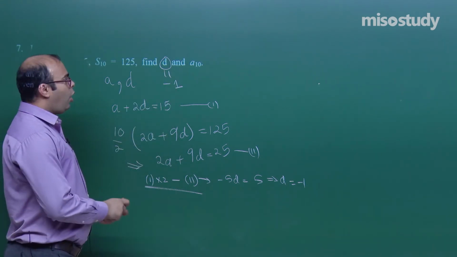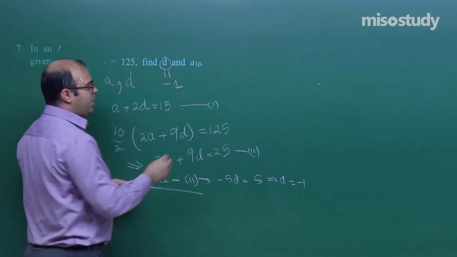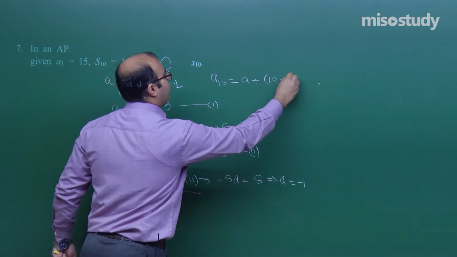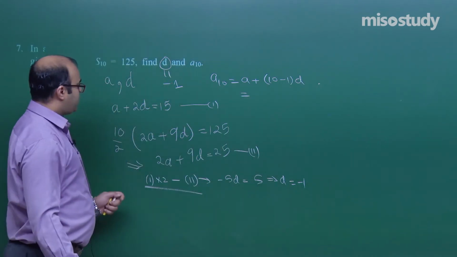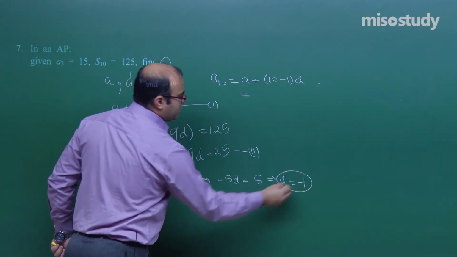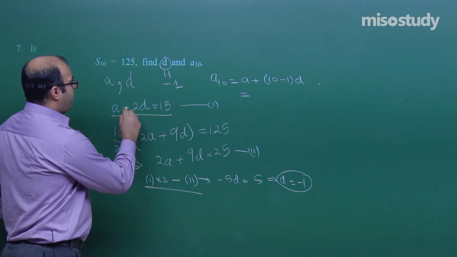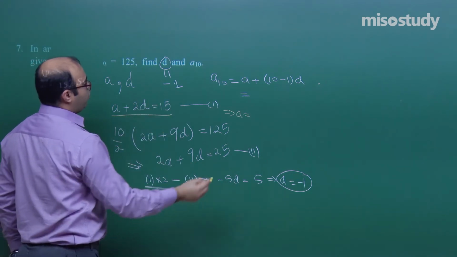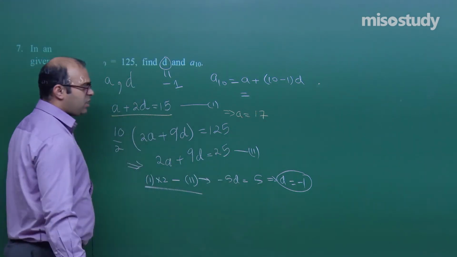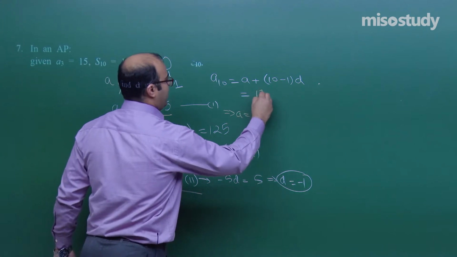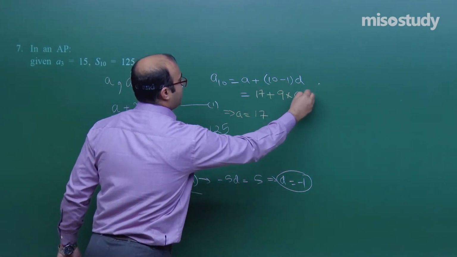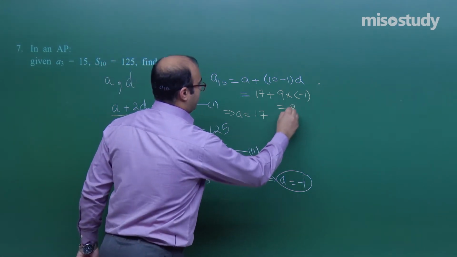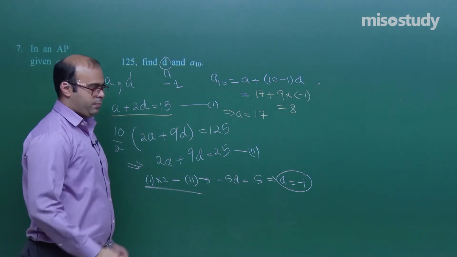Okay students. Now the 10th term. What will be the 10th term? The 10th term is the first term a plus (10 minus 1) into the common difference d. So what is the first term? If we know d is equal to minus 1, we put it here and we get the first term as 15 plus 2, that is 17. 17 is the first term. So 17 plus 9 into the common difference minus 1, this will become 17 minus 9, that is 8. So the 10th term is 8.